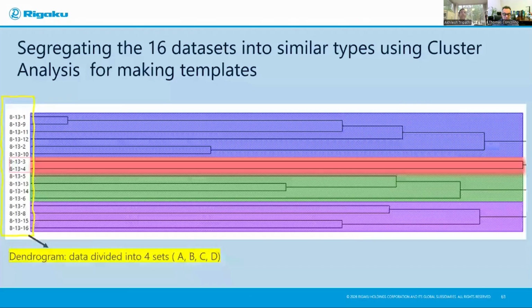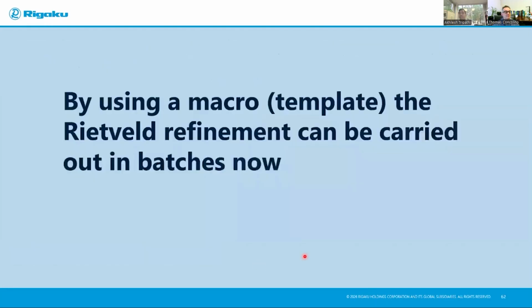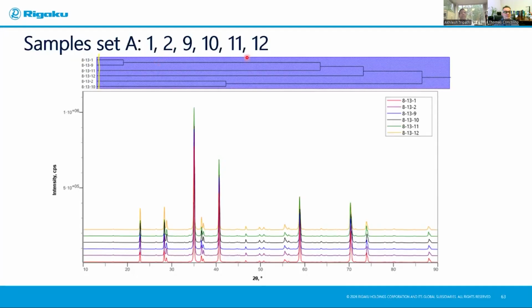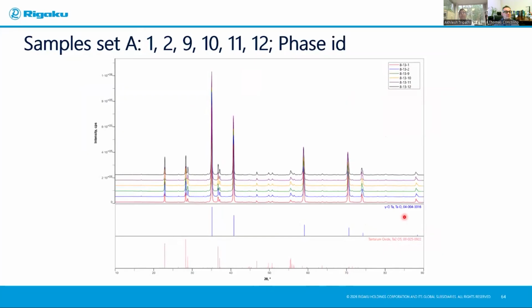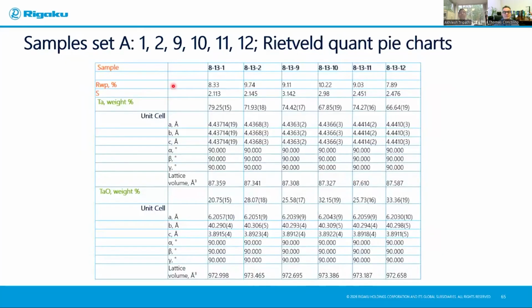And using a program such as cluster analysis, you could divide them into, for example, 4 sets: 1, 9, 11, 12, and 2, and 10 are of the same type, and so on and so forth. There are 4 sets of similar type. Now you could divide them into sets A, B, C, D, and use a macro or a template in the Rietveld refinement, which are available, to do it in a batch. For example, 1, 2, 9, 10, 11, 12, these numbers look the same as I showed by cluster analysis. And yes, I find tantalum and tantalum oxide as the 2 phases that represent them. So you could use the Rietveld analysis, just make a template and load all of them in one shot.